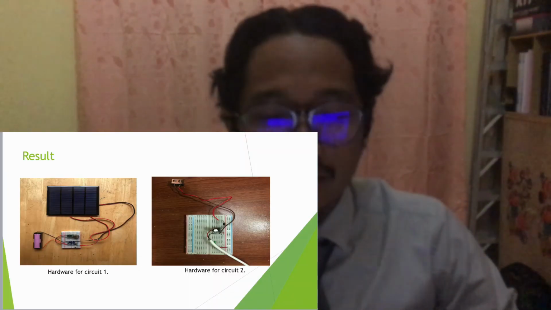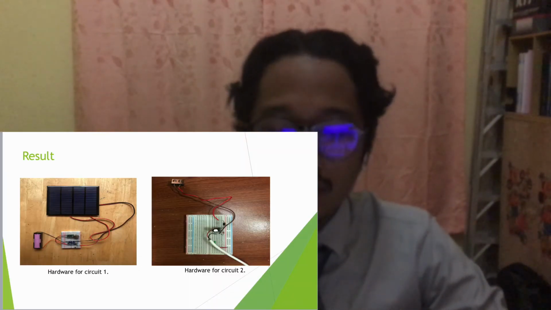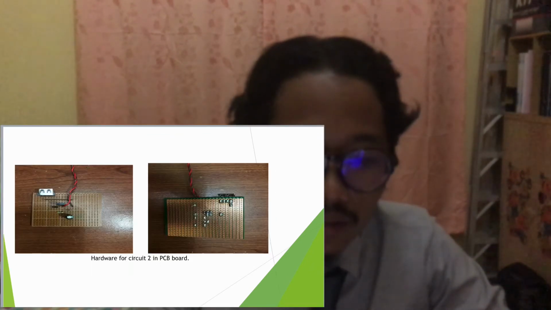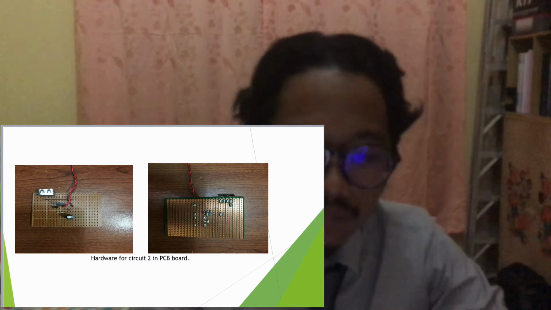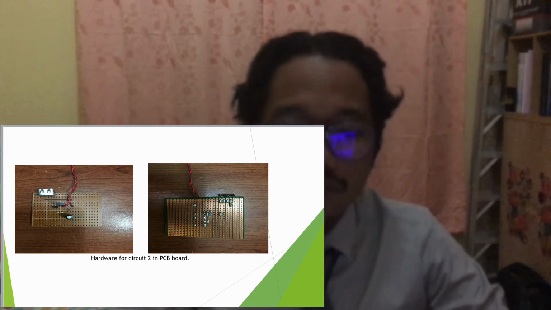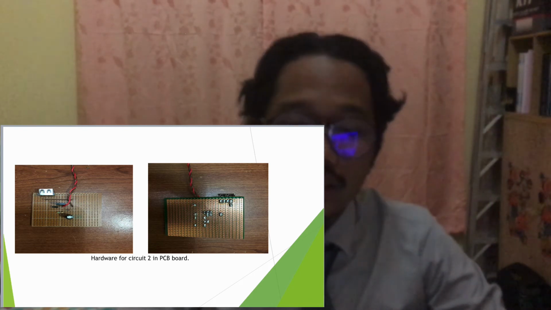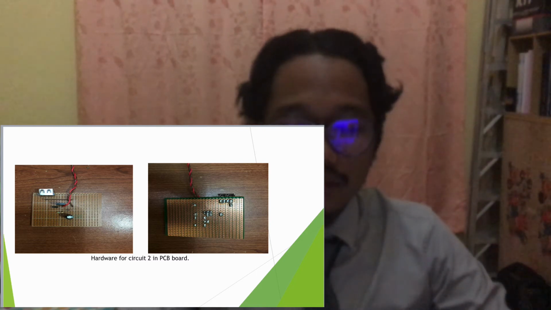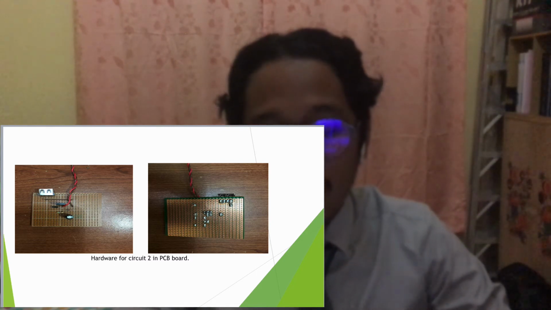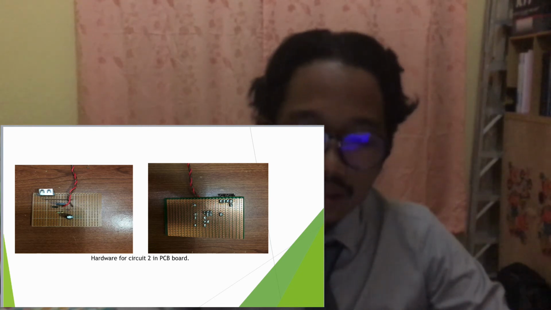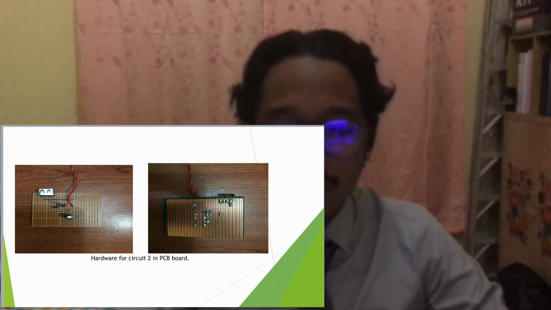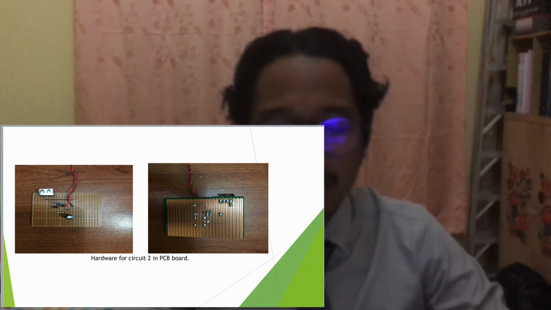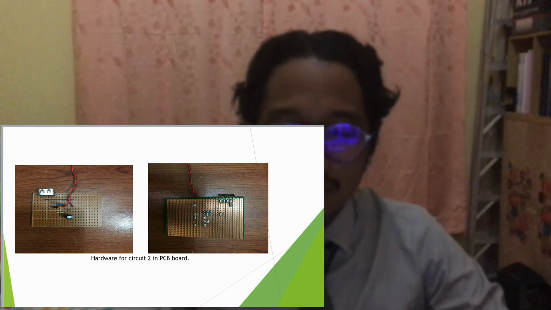So as we can see in this slide, we have the hardware for circuit 1 and the hardware for circuit 2. Next, in this slide we have a picture of the hardware for circuit 2 on a PCB board. I made it on a PCB board to make sure the components are in good condition and the connections are connected.